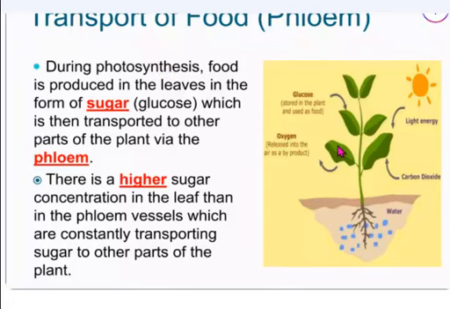And what is photosynthesis? It is the process whereby green plants manufacture their food through the presence of sunlight and carbon dioxide. So that is that. As a result of that, when the sugar is being produced, other parts of the plant actually need it.